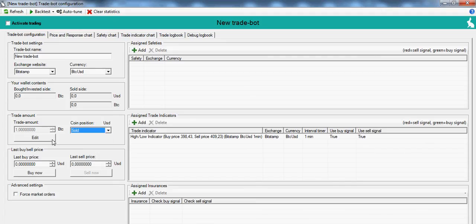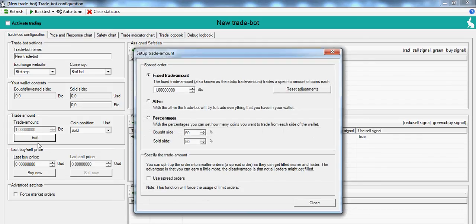And here is where you're going to set your trade amount, and that's going to be the same for high-low or for the blind indicator scalp that I just showed you. We have fixed trade amount, all in, which is actually only 95%, or percentages from the bought or sold side. So in this case, our sold side is US dollar and our bought side is Bitcoin. And in that case, you could set a percent of each side.